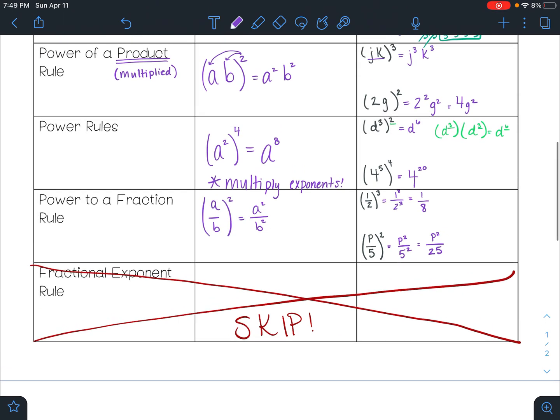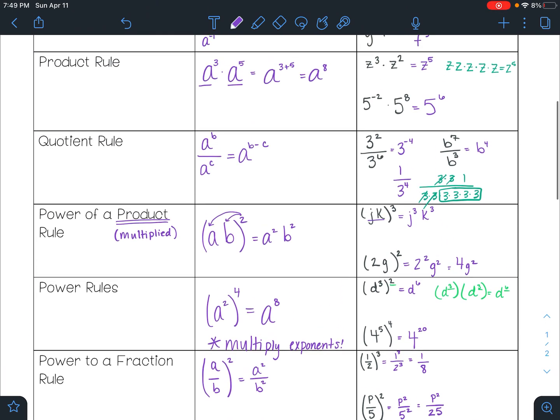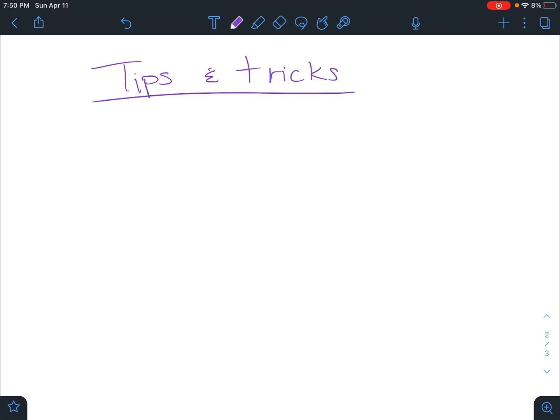All right, that is the end of today's notes. Now I do want to give you some tips and tricks. If you want to turn the sheet over, some things that you may want to do as a helpful hint. Let's call this tips and tricks, even though there's really no tricks here. Okay, first one I would recommend is that you simplify inside. And we'll call that first.